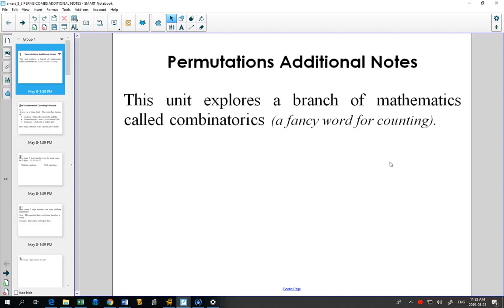Some of these additional notes are things that we've done already, and some will extend things a little bit further and just give us a few more examples with these ideas. Now, permutations, if we wanted to group this into a larger branch of mathematics, it falls under combinatorics, which is just a fancy word for counting, because all we're doing is seeing how we can count things faster.